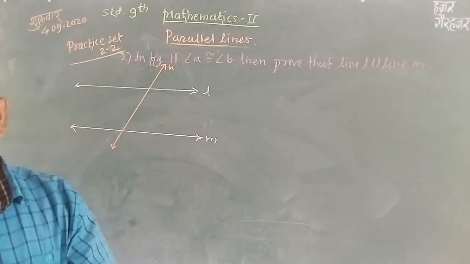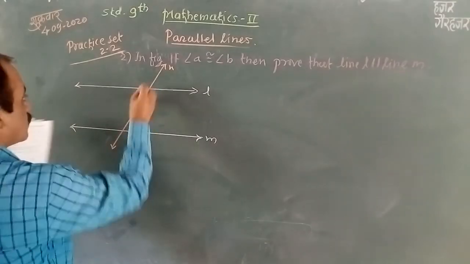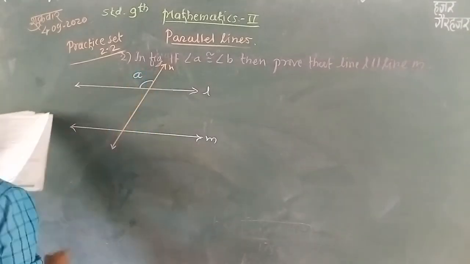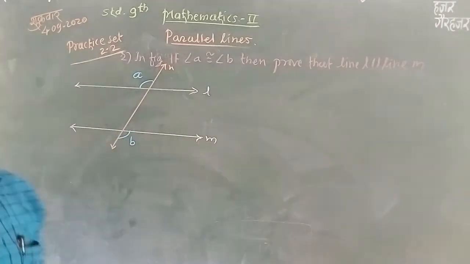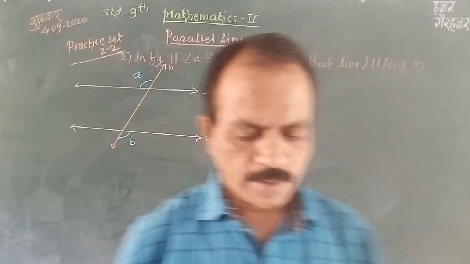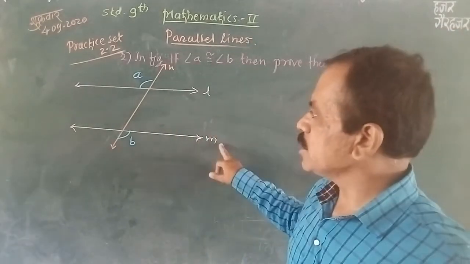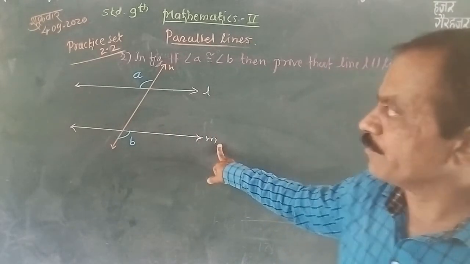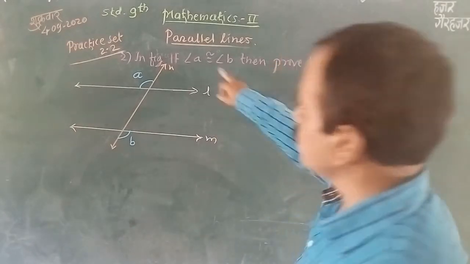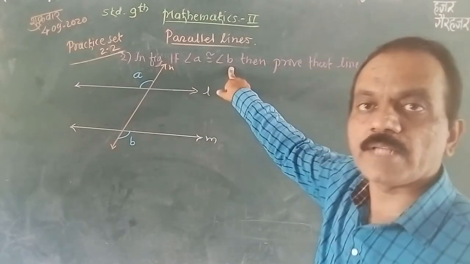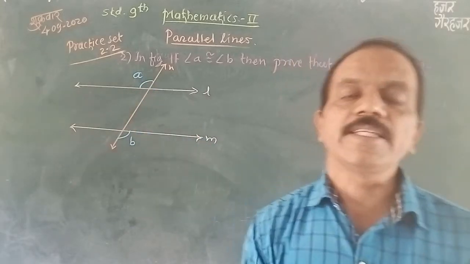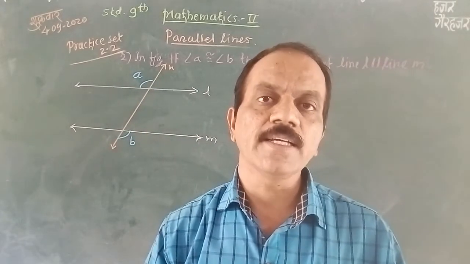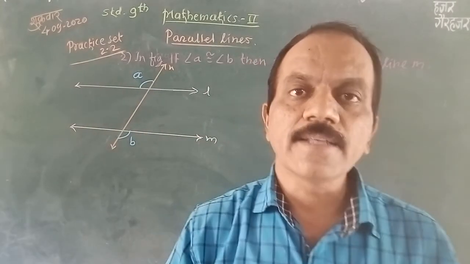Now, given the measures here, this is angle A and this is angle B. Then we prove that line L is parallel to line M. Here we are given only that angle A is congruent to angle B. Which type of angles are given? These two angles are nothing but exterior alternate angles.